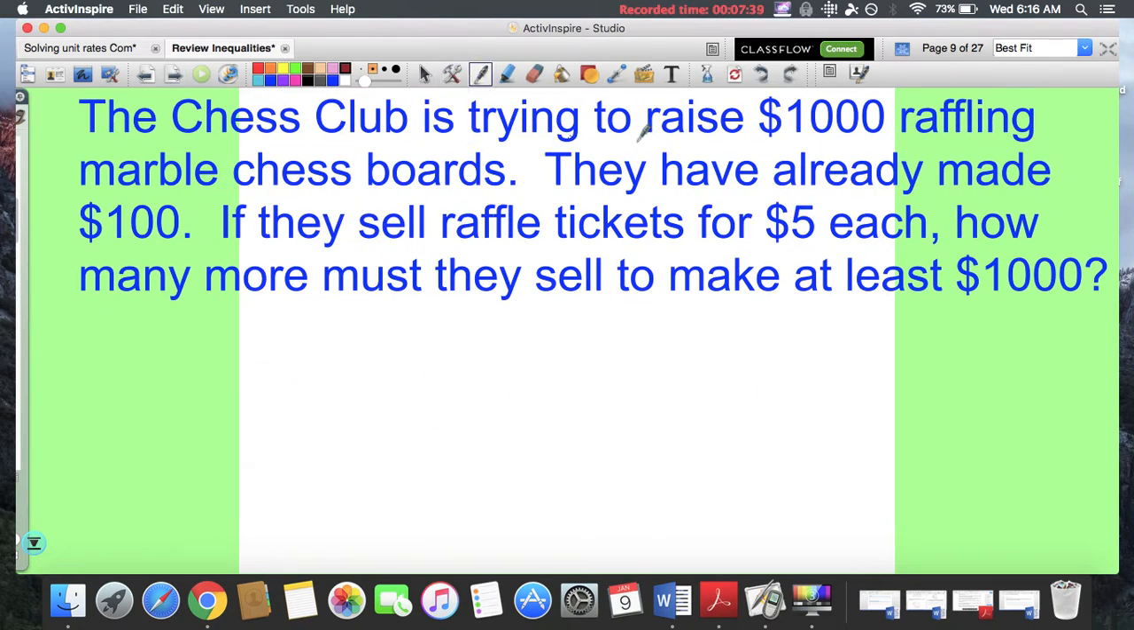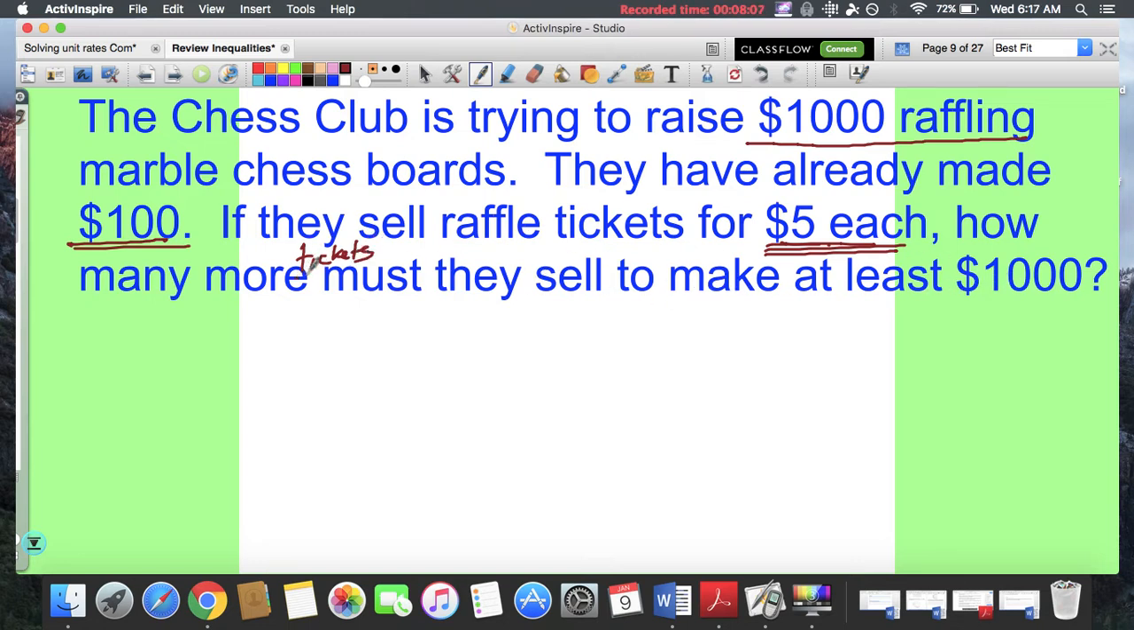So Chess Club is trying to raise $1,000, so they need a total of $1,000. They have already made 100. They sell raffle tickets for $5 each. Oh, here's our clue here, $5 each. How many more must they sell to make at least 1,000? How many more tickets? So I should have written tickets over here. How many more tickets must they sell to make at least 1,000?